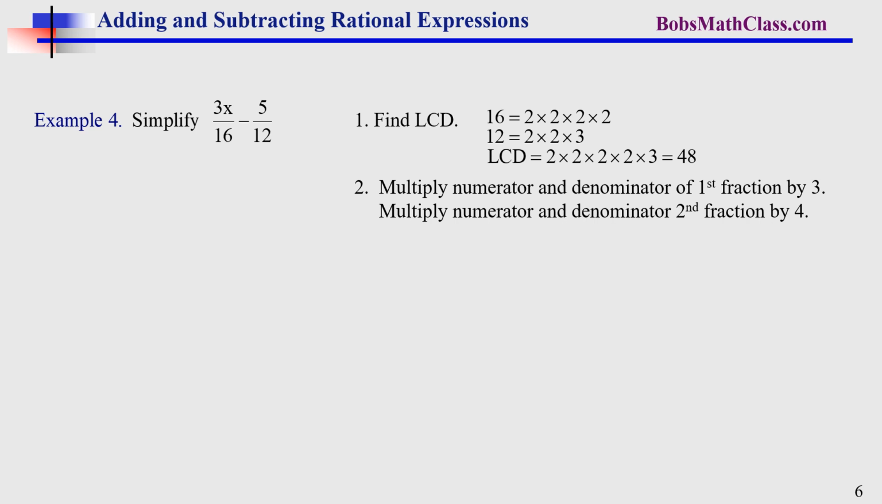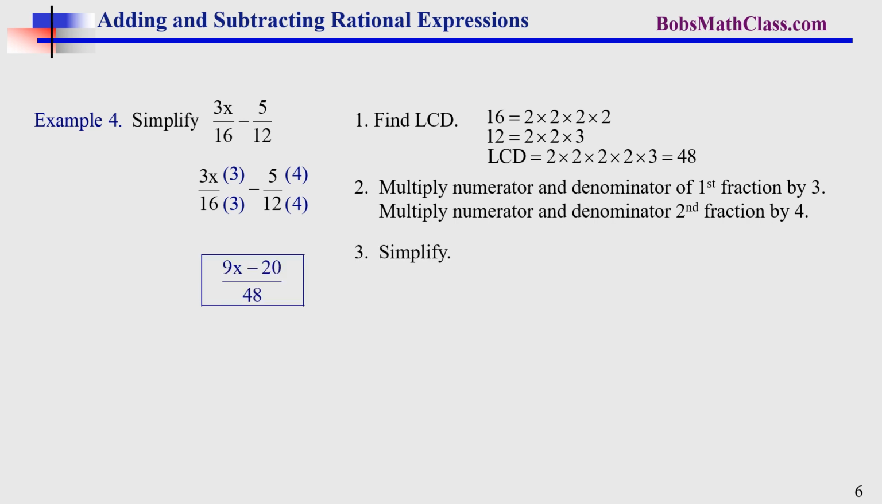Now the 12. 12 times what number will be 48? That would be 4. 4 on the bottom, 4 on top. All right, so that's what we're doing. Now we're going to make it all one fraction, which is over 48. And then 3 times 3x is 9x. 5 times 4 is 20, so we have 9x minus 20.